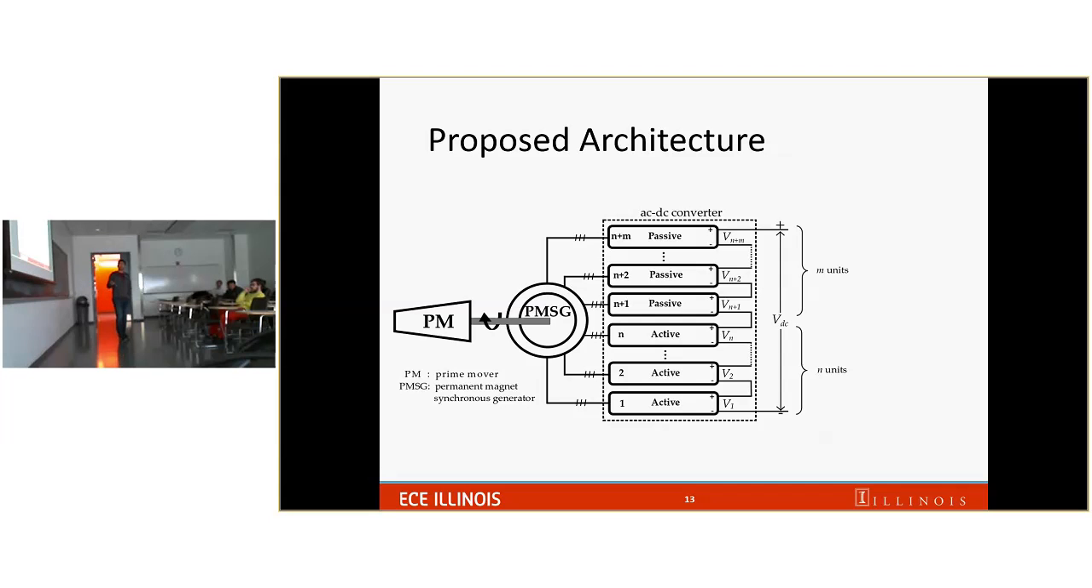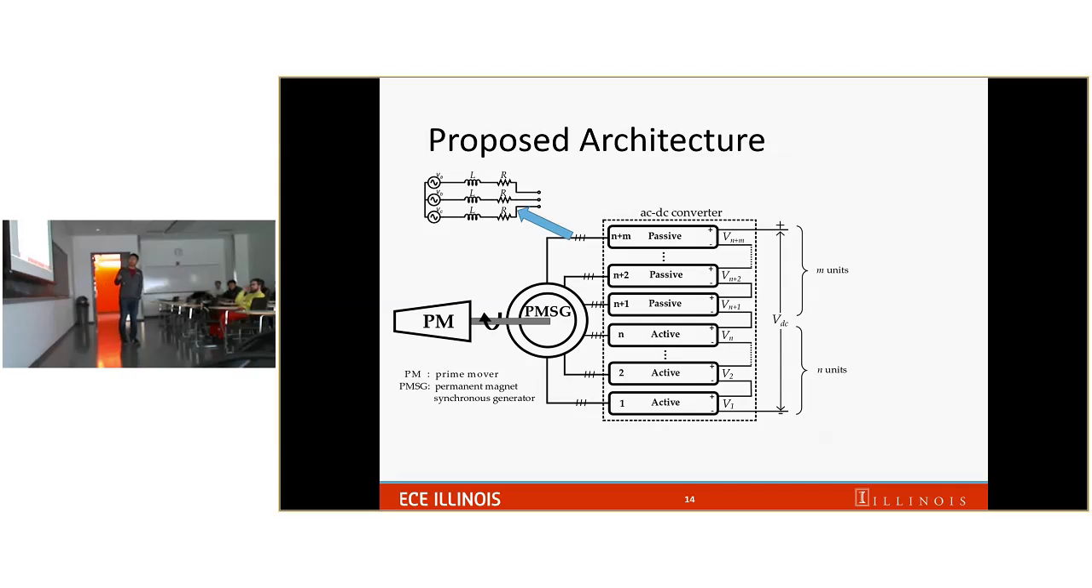For the proposed architecture, we will use a permanent magnet generator as an electricity generator for the system. The reason we use permanent magnet is because it has high power density, so it can reduce the weight of the system. The second is the operating cost of a permanent magnet generator is lower compared to a doubly fed induction machine and some other types of generator, because it doesn't require the brush or the slip ring. So the maintenance cost is less for a permanent magnet generator.